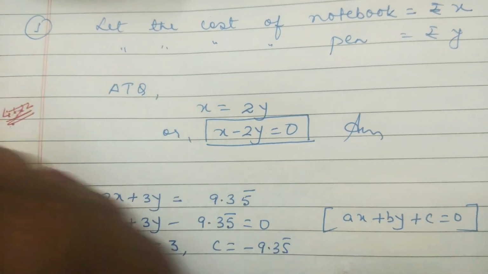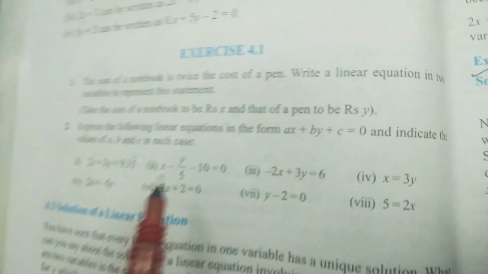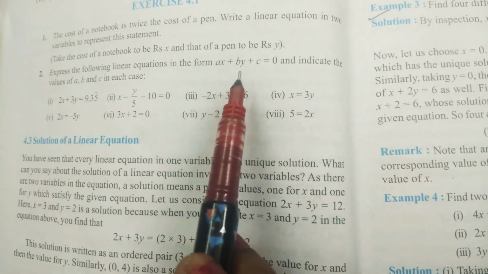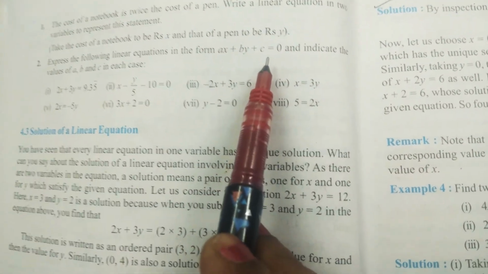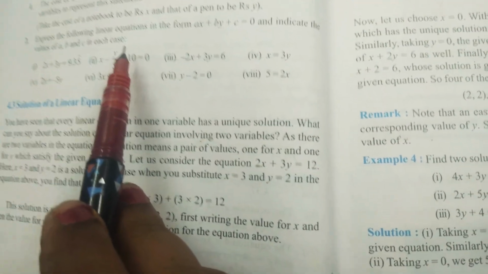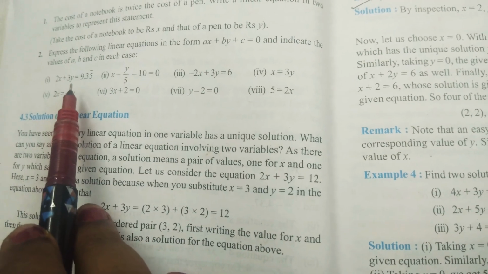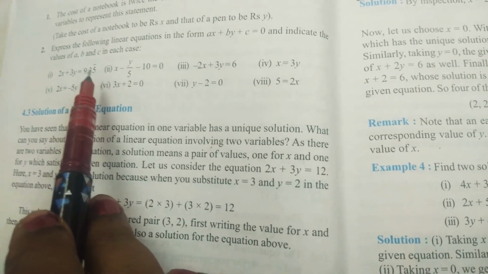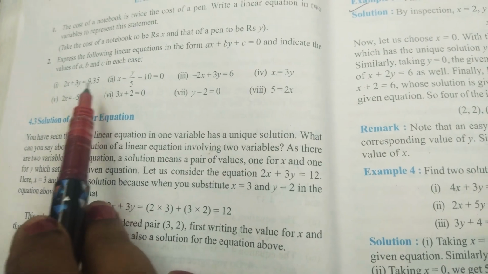Now let us see another question. Express the following linear equations in the form ax plus by plus c equals 0 and indicate the values of a, b and c in each case. Let us see the first one: 2x plus 3y equals 9.35 with a bar on it.